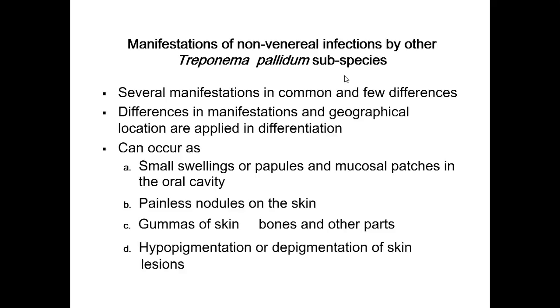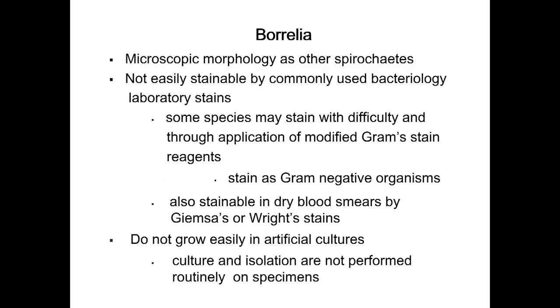So we go on. Okay, so the next genus is Borrelia. Under the microscope, the structure is the same morphology. In other words, spiral organisms. These ones are described as being relatively large.